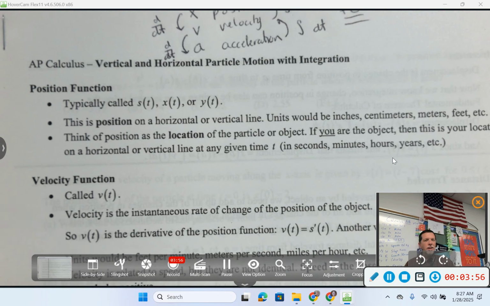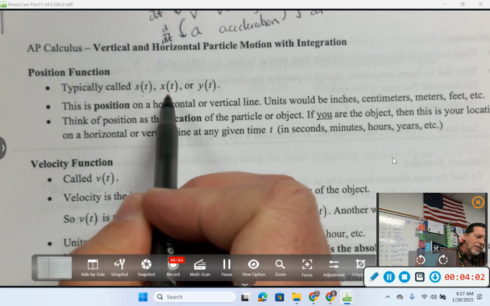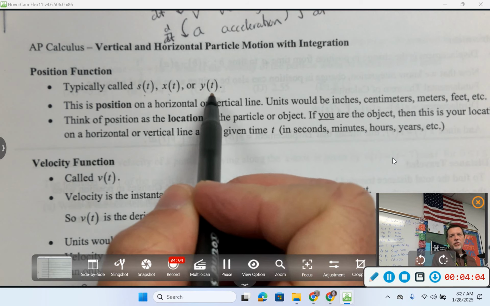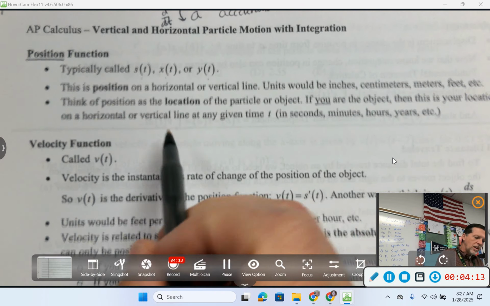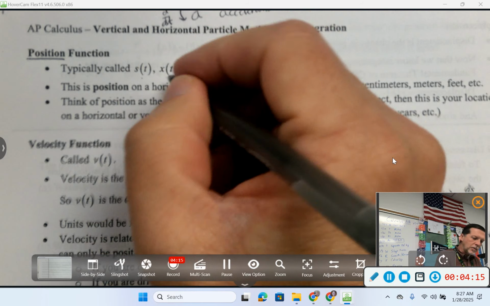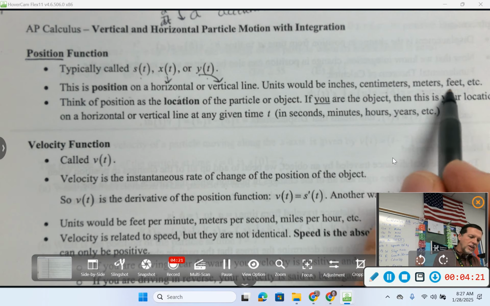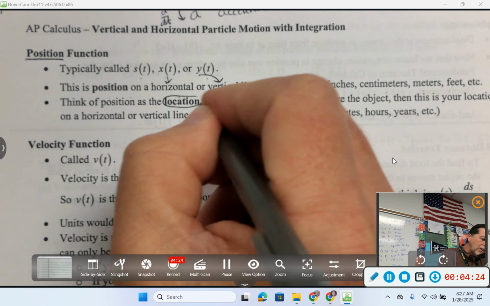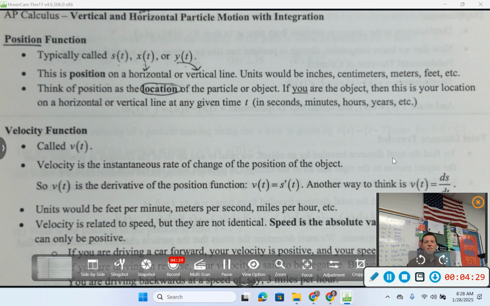Again, most of this we already know, but we'll walk through it again. Position function. Typically we use s or x or y. Usually y is if we're doing an up and down motion, x is a left and right motion, but any of those could be used for position. Position on a horizontal, that would be the x, or vertical line. Units could be inches, centimeters, meters, feet, etc. This is the location of the particle or the object. If you are the object, then this is your location. This is where you are. The position tells you where you are at any given time.